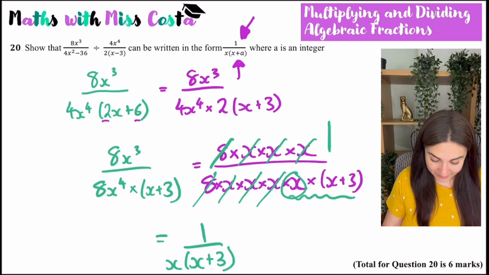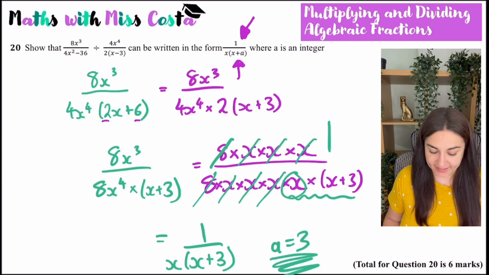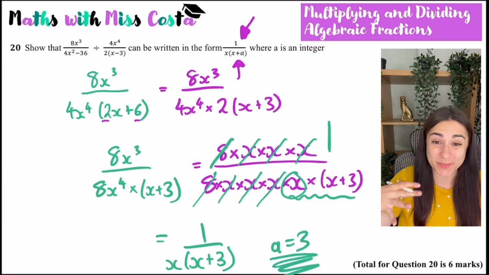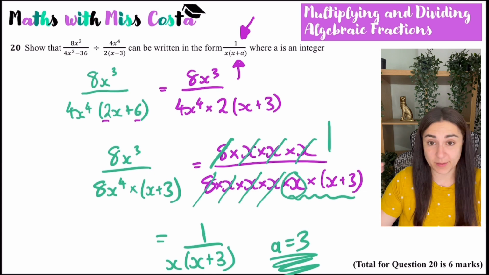And there we have it. They haven't asked you what a is, but if they did, you would say that a is 3. So hopefully that helped a little bit. And the key is just keep going with the question and see where it takes you.